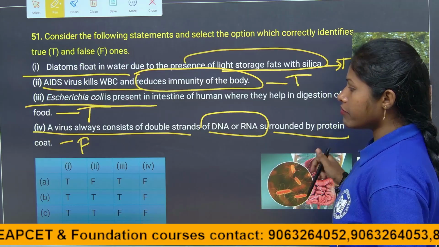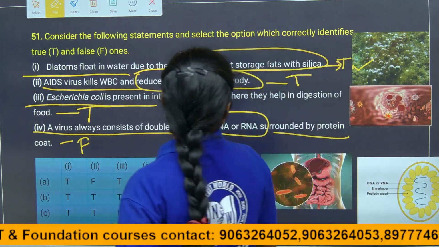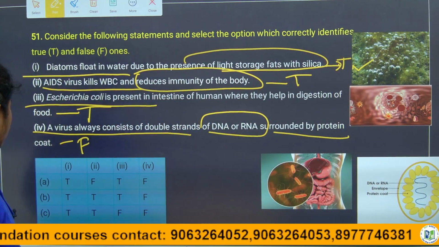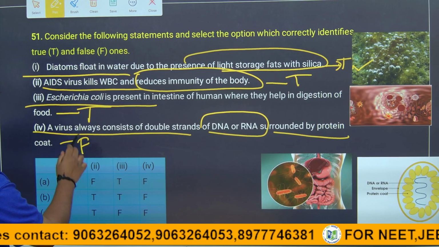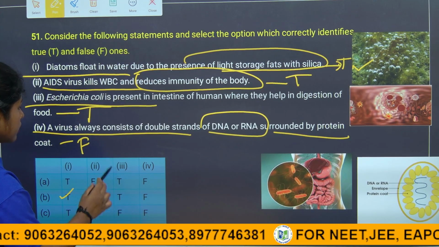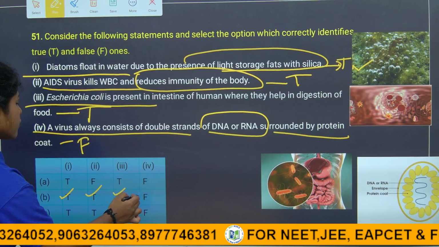According to this question, the answer is 3 trues and 1 false, right? So here, see, the first one is true, the next one is also true, the third is also true, and the fourth one is false.